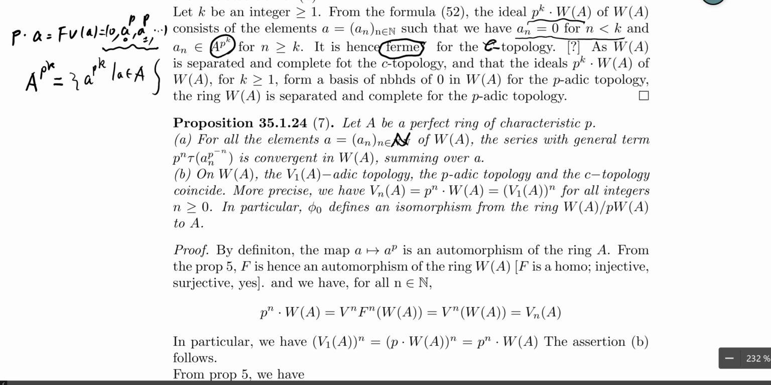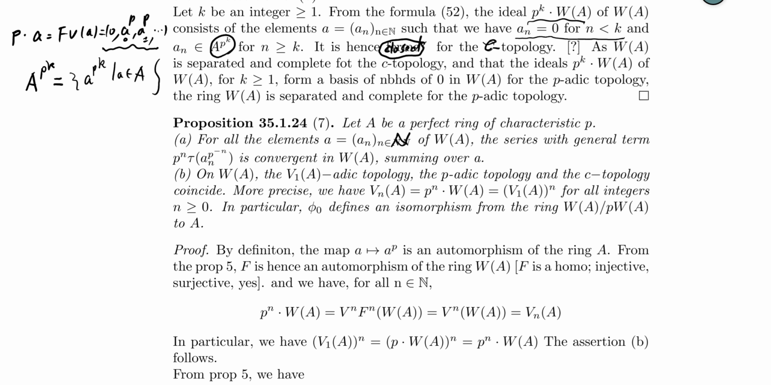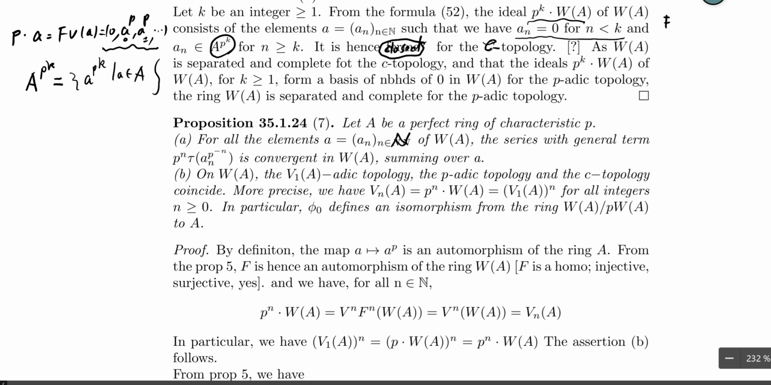So the problem is we have to say why this is fermé. Fermé means closed. They claim that the p-adic topology, the open subgroups p^k WA, they claim they are closed, the closed subgroups in the C topology. Why do you need this? Because there is a lemma. You'll see there is a fact.